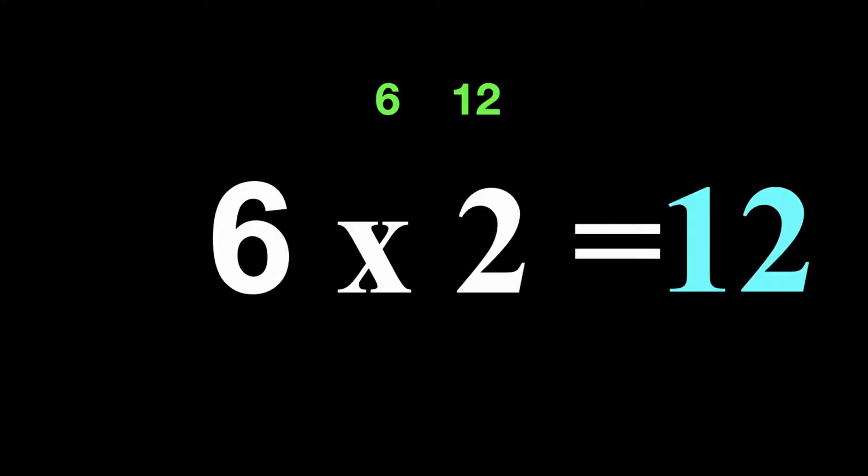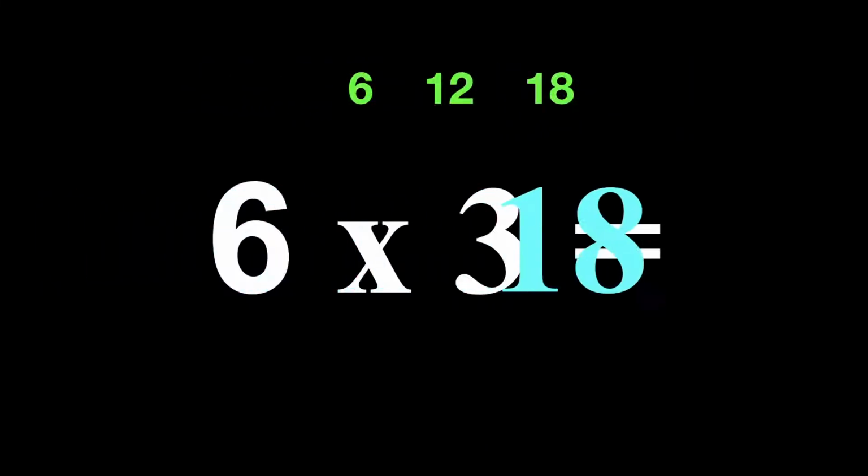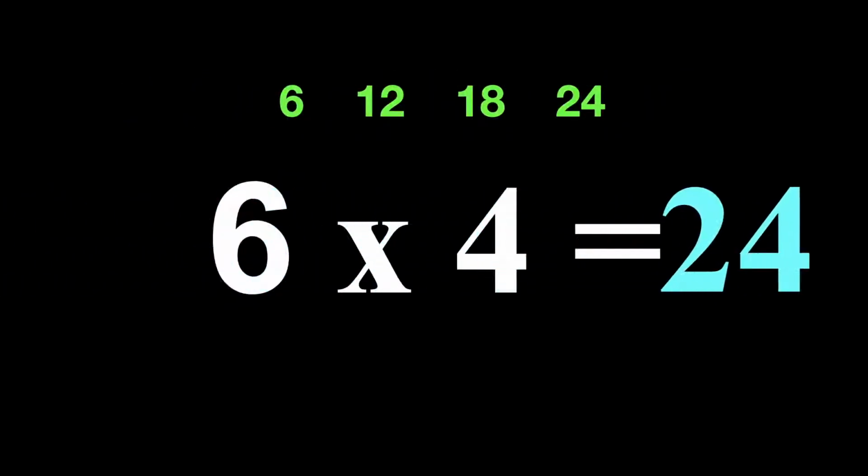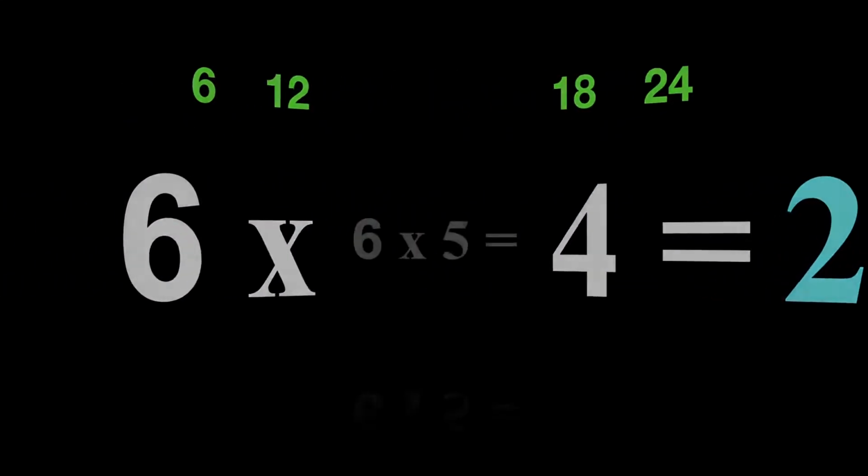6 times 2, we can start to count by 6s. We would just say 6, 12. So 6 times 2 equals 12. 6 times 3 would be 6, 12, 18. So 6 times 3 is equal to 18. 6 times 4 would be 6, 12, 18, 24.